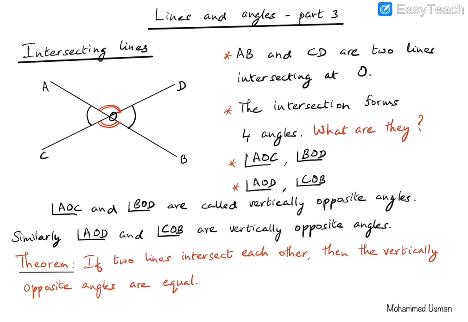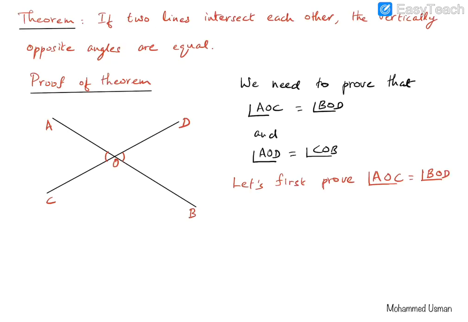So let's prove this theorem that the vertically opposite angles are equal. And to prove this, we will use the ideas that we have learned in an earlier class related to the linear pairs of angles. So let's do that. Okay, so we are trying to prove that angle AOC and angle BOD, which are vertically opposite to each other, are equal. So let us first prove angle AOC is equal to BOD, and then we can prove the other angle as well.